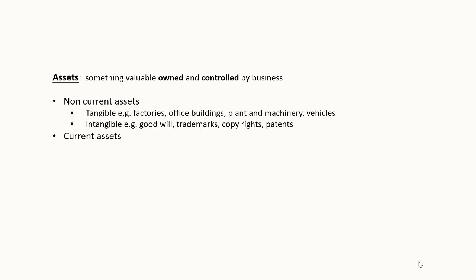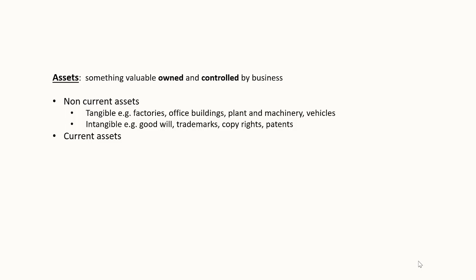Intangible non-current assets are without physical substance. It means you cannot see or touch them, but they have a monetary value. Examples are goodwill, trademarks, copyrights, patents.